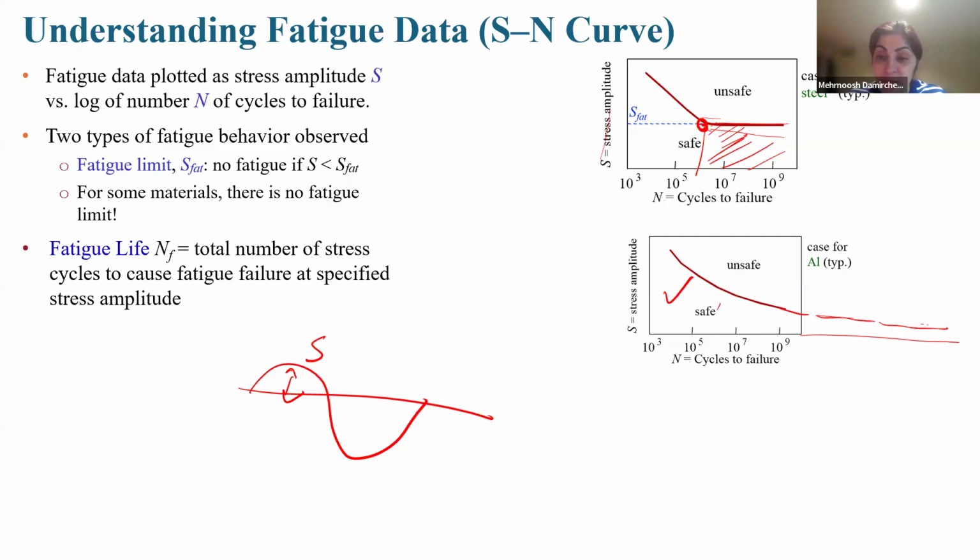Fatigue life, or N_F, means the total number of stress cycles to cause fatigue failure at a given stress amplitude. So what's the meaning? If we have the stress, we go to the curve for the specific material and read the N of that point, and that is the fatigue life.